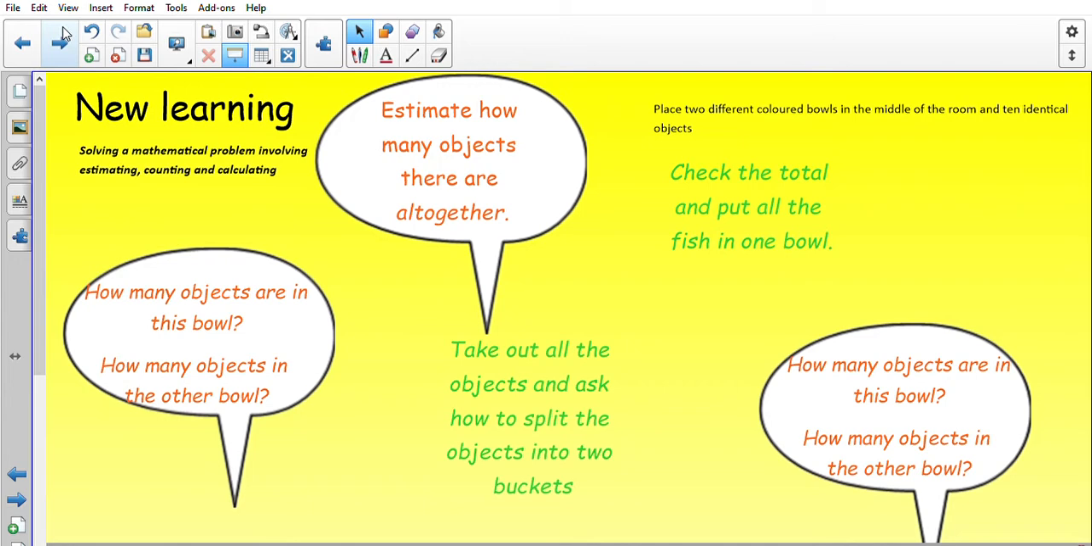You might like to have a go at that at home. You could maybe get 10 toys and put those into one bowl, and another 10 toys and put those into another bowl, and do exactly what we did by adding them together and then splitting them up again and seeing how many you've got.